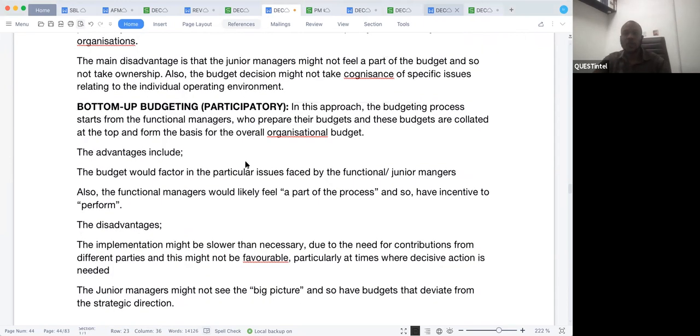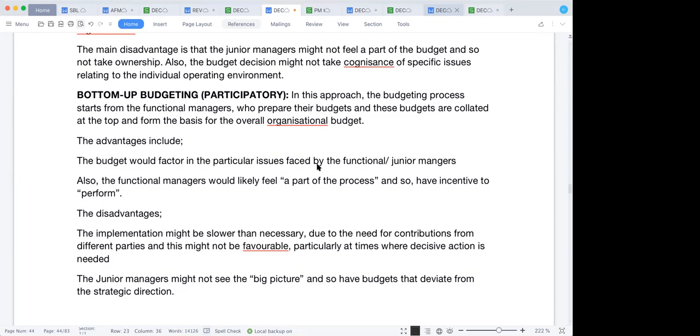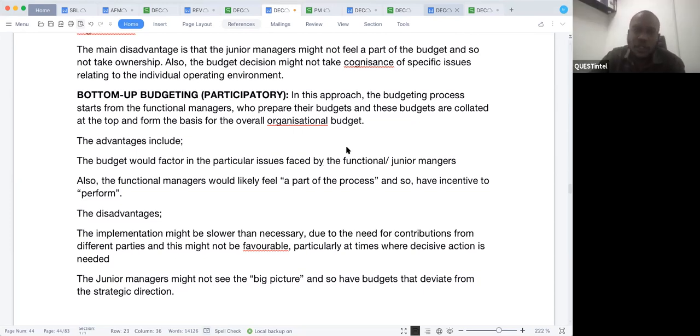All right, so with the bottom-up approach, the participatory budgeting, in this approach, Deborah, did I answer your question clearly? Yes, you did. Okay, all right. So in this approach, the budgeting process starts from the functional managers, so the junior managers who prepare their budgets, and these budgets are now collated at the top and form the basis for the overall organizational budget. Now, the advantages of a participatory approach, like you said, is that the budget will factor in the particular issues faced by the junior managers.